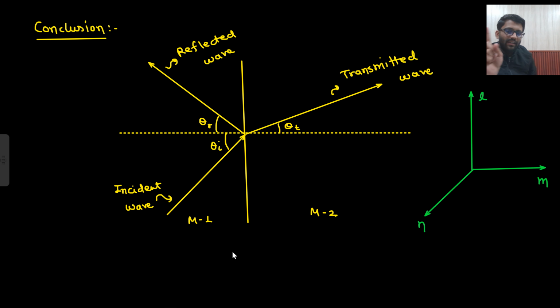So what we are seeing here is that this is my incident wave, this is my reflected wave, this is theta i, this is theta r, this is theta t, and this is the transmitted wave. Medium 1 is there, medium 2 is there. This has some epsilon r, and this has another epsilon r. Now this axis I am calling L, this is M, and the axis that is coming towards me is your N. Now I will write down where I will get what kind of waves.